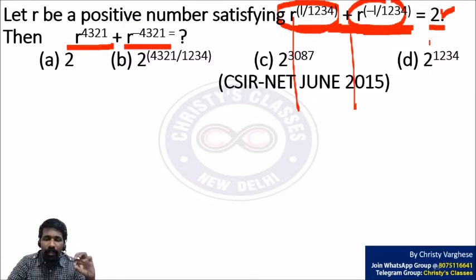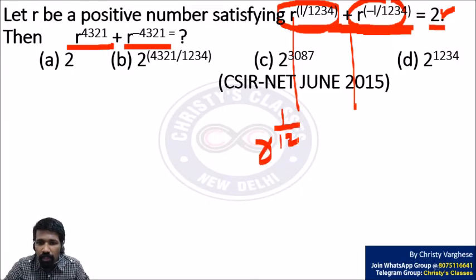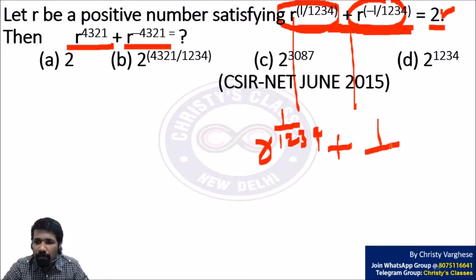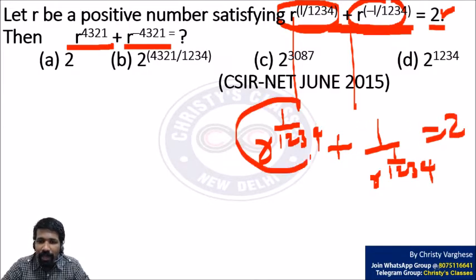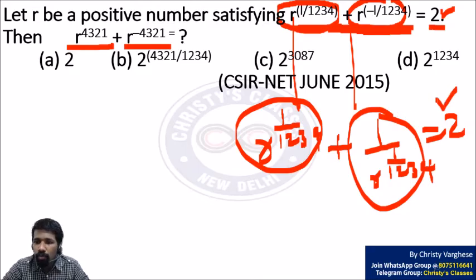That means something, one number's power plus R raised to 1 by 1234 plus R raised to minus 1 by 1234 means 1 by R raised to 1 by 1234. This sum should be 2. That means a number plus a number should be 2. Or in other words, we can say a number plus its reciprocal should be 2.